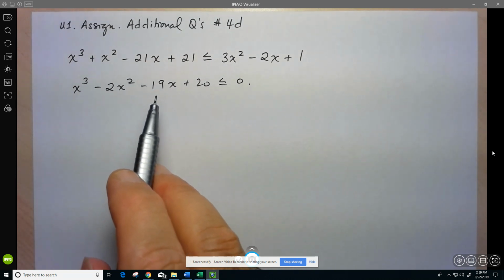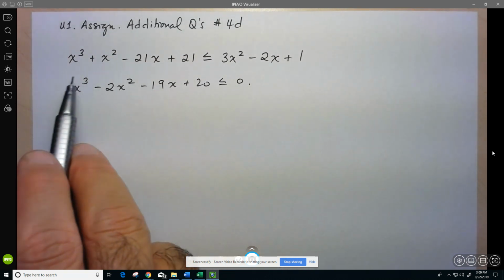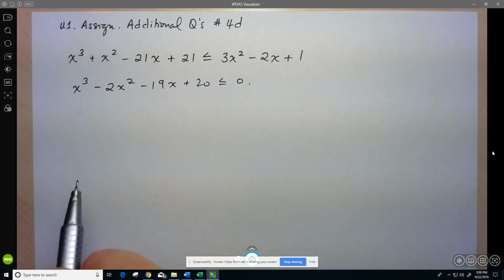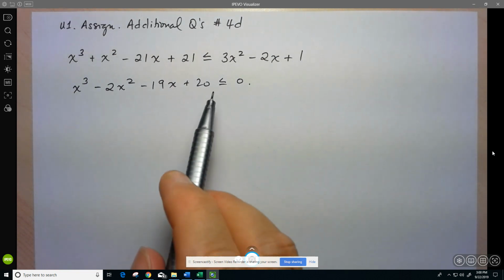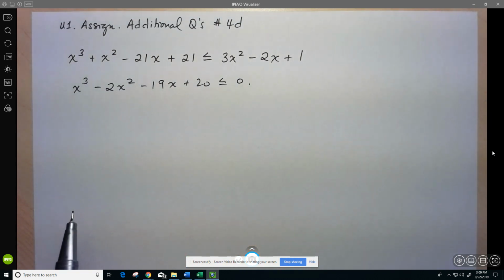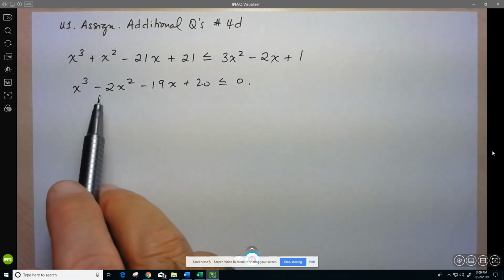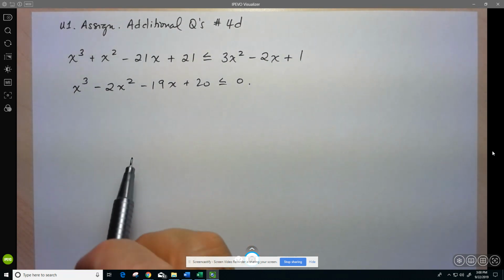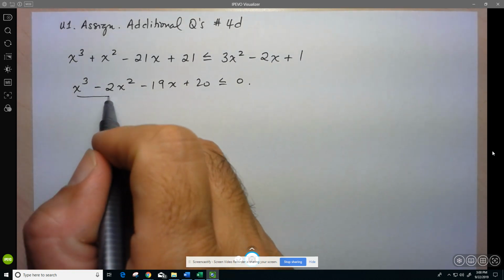From this point forward, our next part of the process is to factor the left-hand side. Our end goal is to sketch a quick graph of this polynomial once we have it in factored form, and then from there I can read off that graph where it's going to be less than or equal to 0. I take a quick look and I can see that grouping is not going to work in this question. So we'll start by going through our factor theorem process.